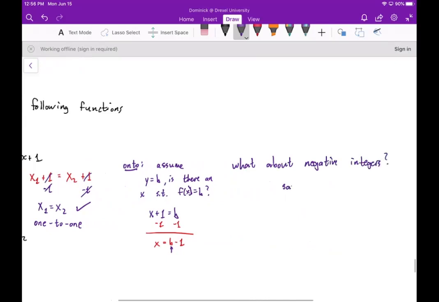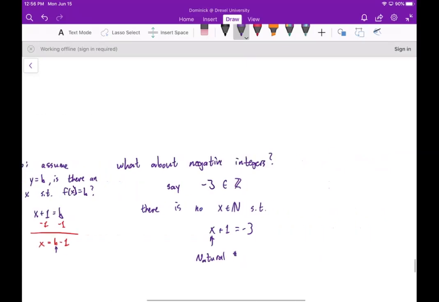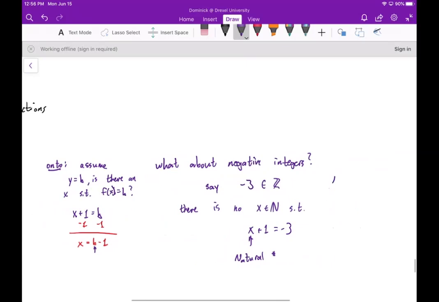Right? So say -3, which is an integer. There is no x in the natural numbers such that x plus 1 is -3, right? Because this x would have to be a natural number. So since this happens, this means that this is not onto.